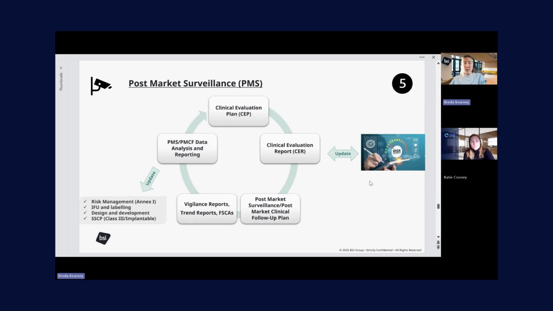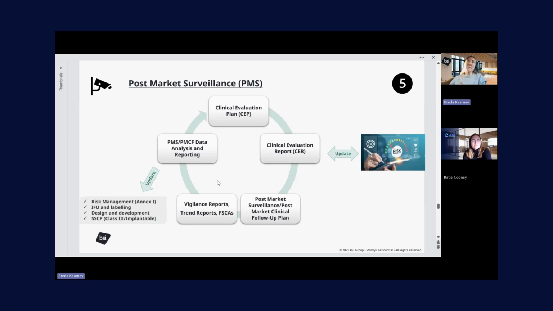So that's what I'm showing here on the last slide, that we start with a clinical evaluation plan, we generate our report. Then when the device is on the market, we're collecting post-market surveillance data, we're doing vigilance reports, trend reports, and so on. We're analysing that data. It's used to update our risk management, our IFU, design and development, and so on. But you're also feeding it back into your clinical evaluation and using it to update your clinical evaluation plans and reports. And the whole cycle starts again.